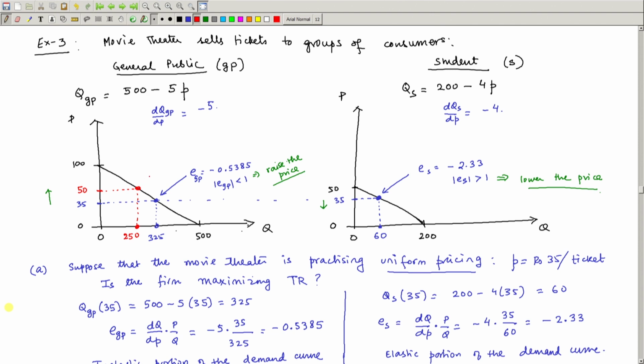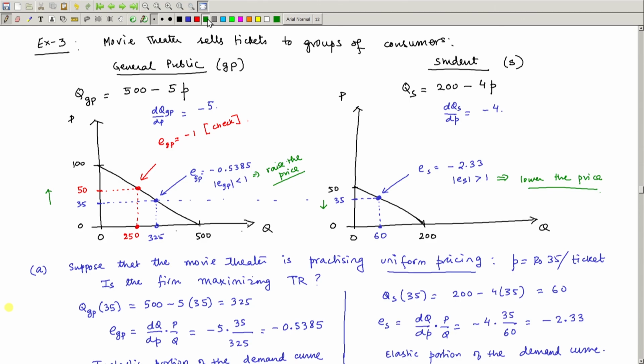And you can actually check that the price elasticity of demand at this point, the E at this point, is going to be equal to -1. I will ask you to check this, right. It will happen because we computed the 50 by equating -1 to E_GP, right.